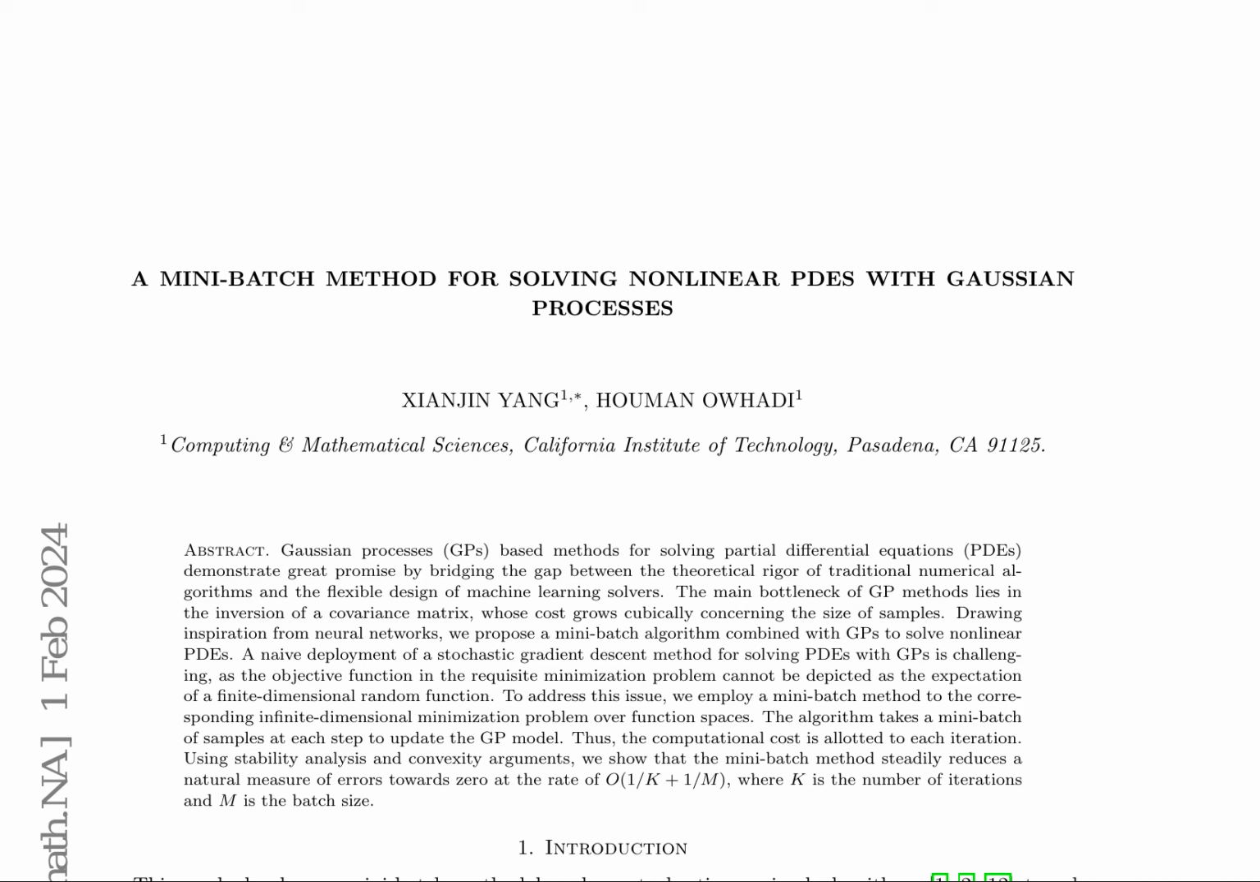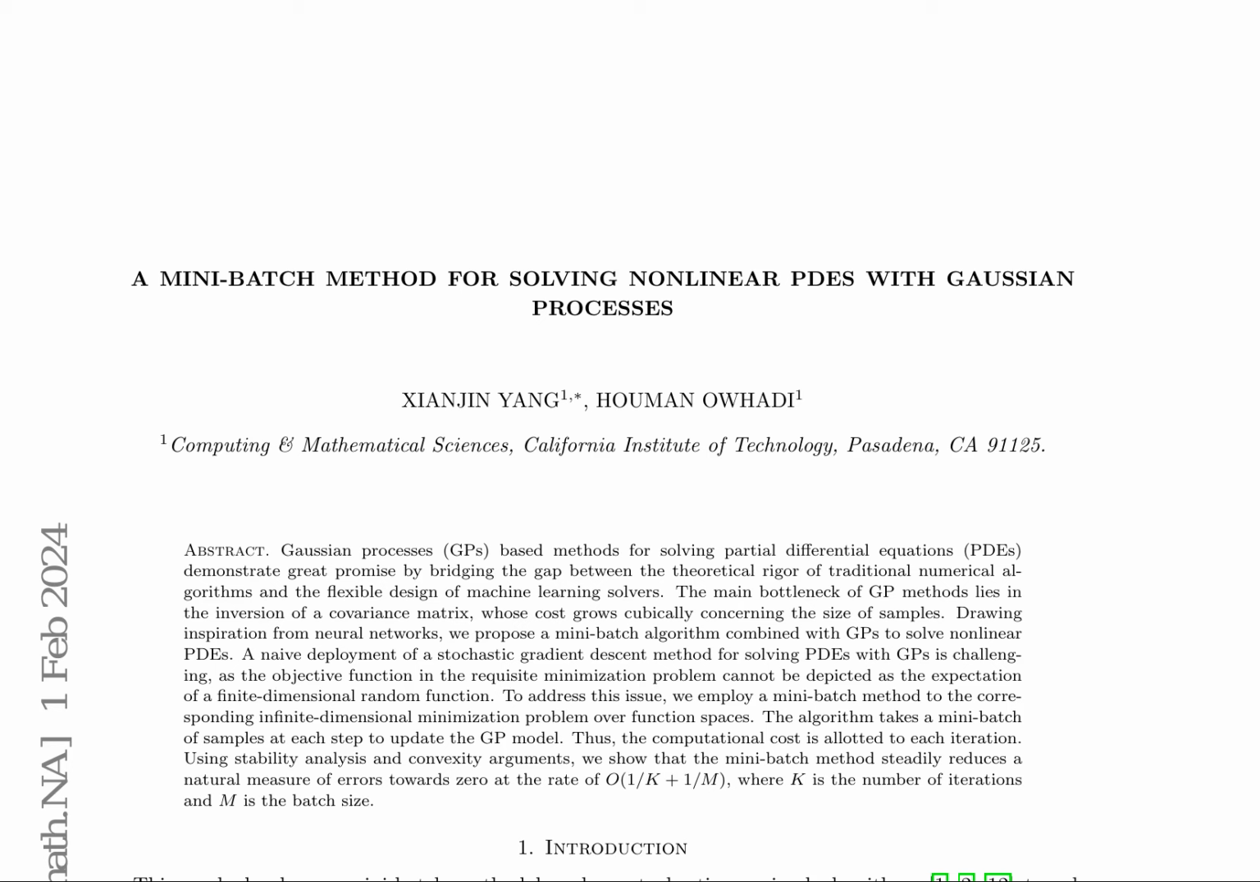The authors employ a stochastic proximal algorithm to solve the requisite minimization problem over function spaces. The objective function in the minimization problem cannot be depicted as the expectation of a finite-dimensional random function, making a naive deployment of stochastic gradient descent challenging. The proposed mini-batch method takes a mini-batch of samples at each step to update the GP model.